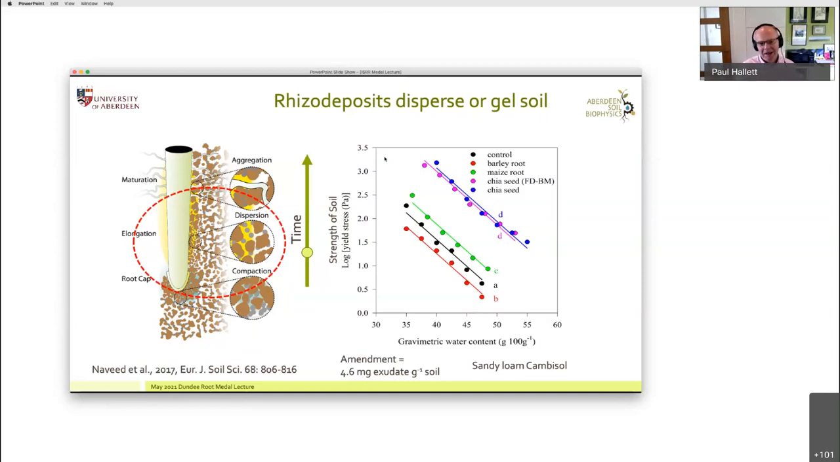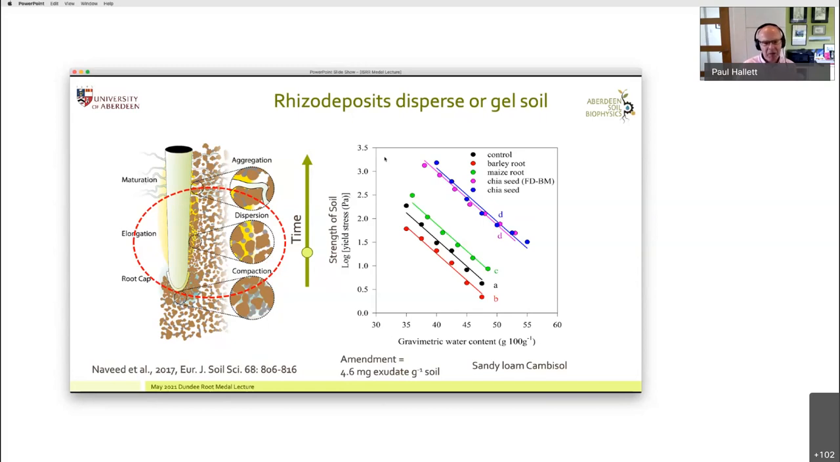So maize makes the soil stronger, but what's much more interesting is that barley, so this is collected from hydroponics, actually weakens the soil. And there'd be many reasons why an exudate may want to weaken a soil. It may disperse and liberate particles, thereby releasing nutrients, or it could also be a physical mechanism to drive the initiation of aggregation and improve the way that the root is manipulating the soil.